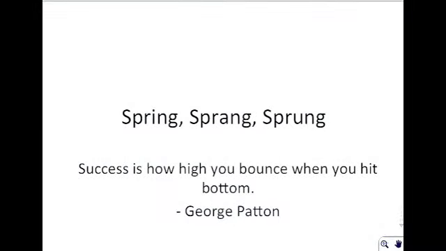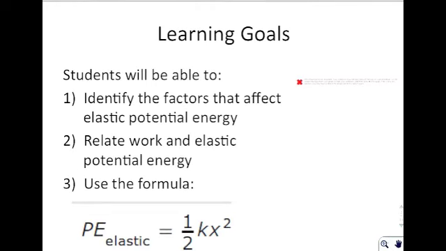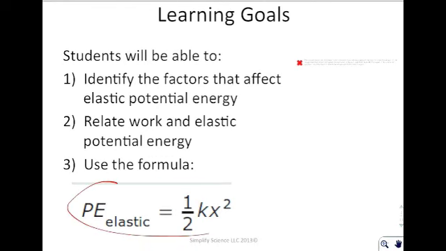In Unit 5, it's entitled Spring, Sprang, Sprung. It says success is how high you bounce when you hit the bottom, from George Patton. So the learning goals for this particular presentation are that you identify the factors that affect elastic potential energy. You should be able to relate work and elastic potential energy, just like we've been doing for all of these things. And you should be able to use the equation elastic energy is equal to 1/2 kx squared.